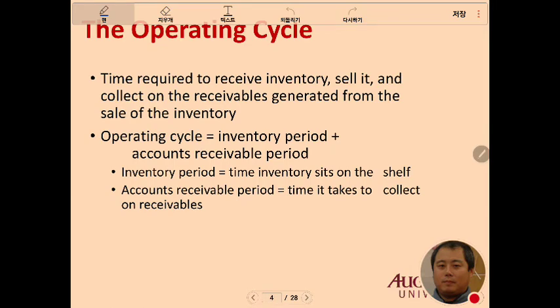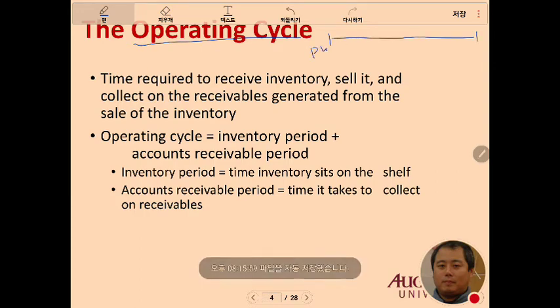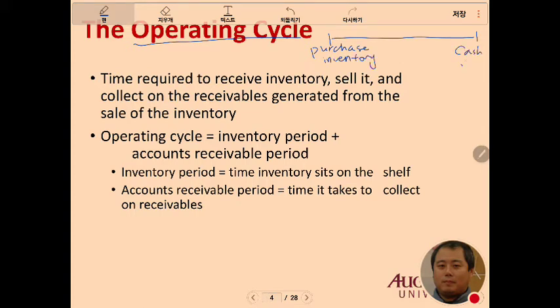So we want to calculate the time required to receive inventory, sell it, and collect receivables, called the operating cycle. So the operating cycle is really from purchasing inventory to cash collection. We basically have pay cash and sales made. We calculate these periods, and that's called the operating cycle.